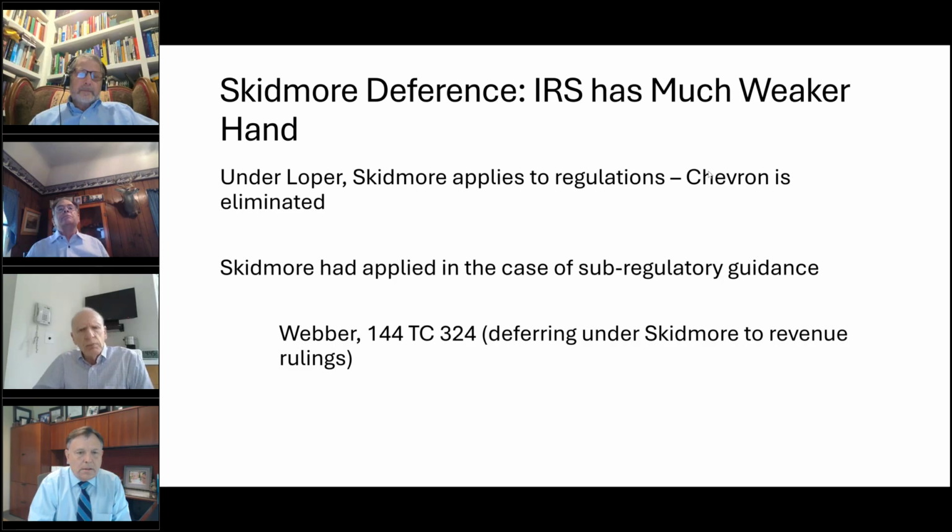And so Weber was a case where, if you're interested in seeing Skidmore being applied, they upheld revenue rulings, they deferred to revenue rulings under this weaker form of Skidmore deference. So there's a place to look if you'd like. I just thought I'd throw that in, but we're going to try to give you a little bit better sense of how Skidmore works as we move forward.